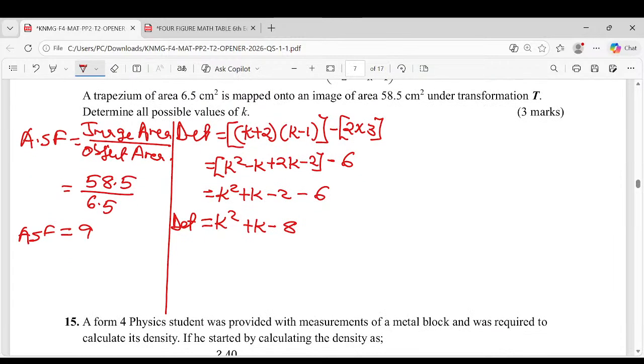Then you also need to know that there is an existing relationship between the determinant of the matrix of transformation and the area scale factor, whereby the determinant of the matrix of transformation is equivalent to the area scale factor. This means that k squared plus k minus 8 should be equal to 9. When you rearrange, this can be written as k squared plus k minus 17 equals 0.